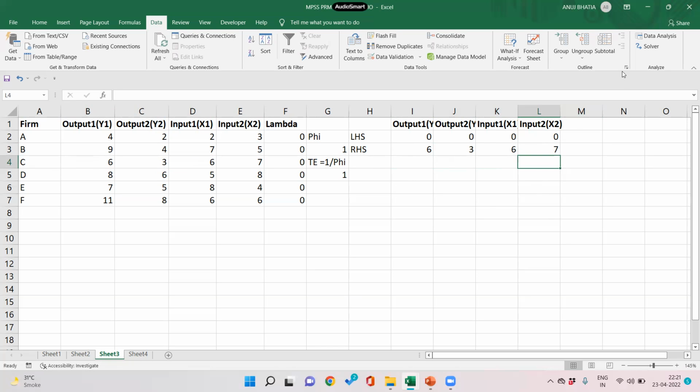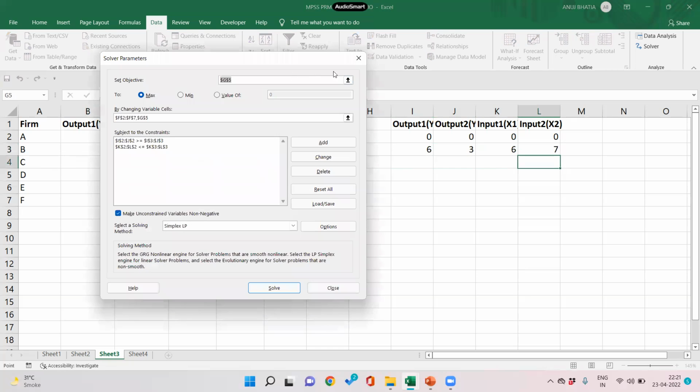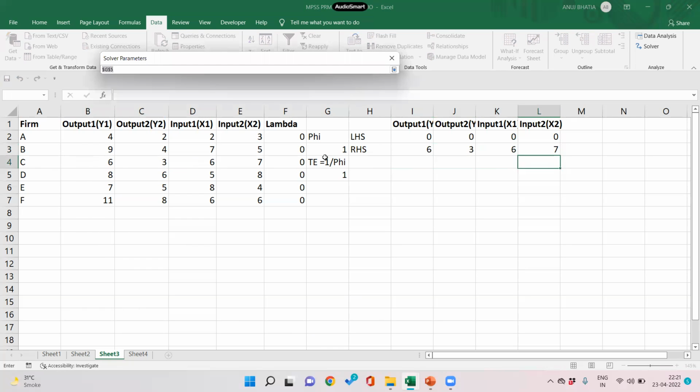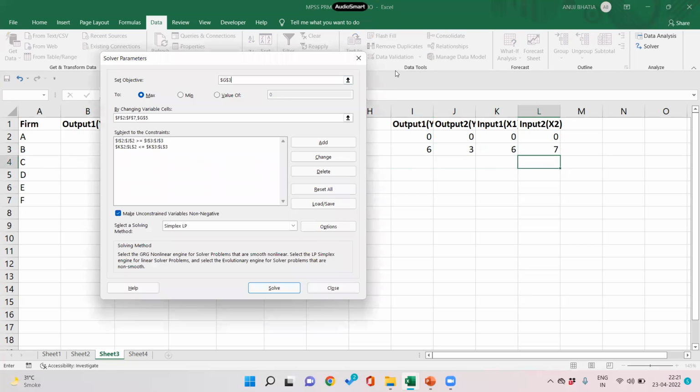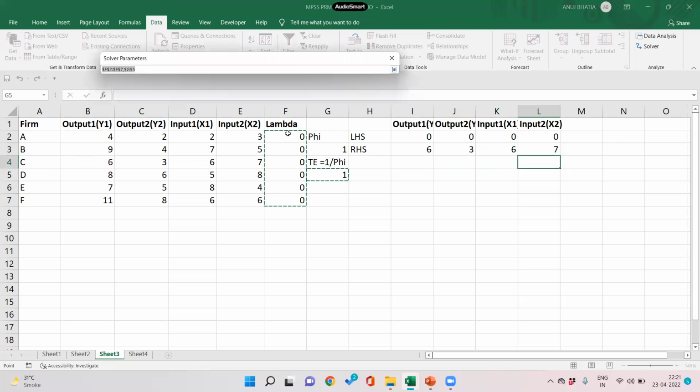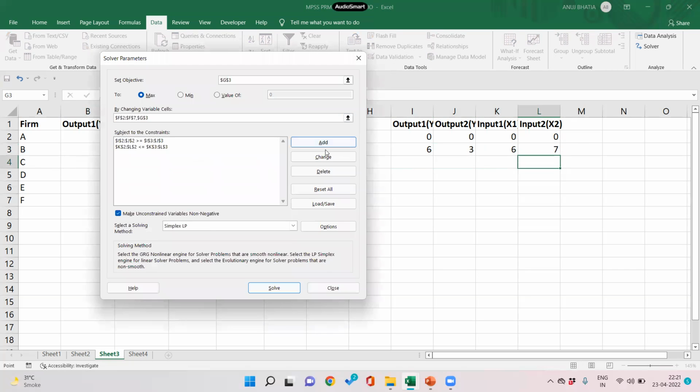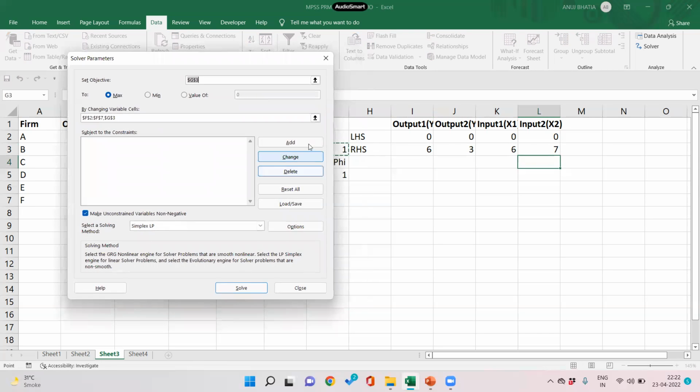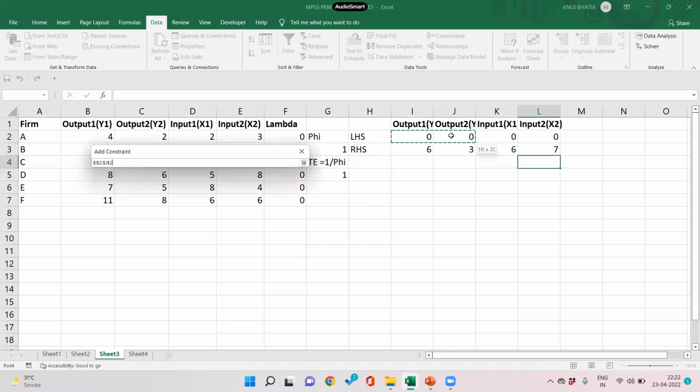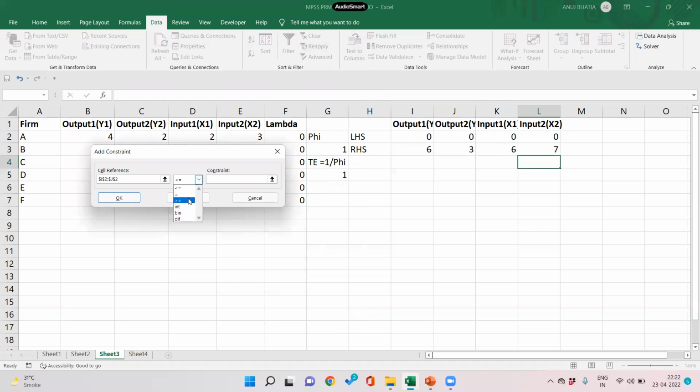Now we have set the linear programming constraints. Now we go to solver. We need to set the objective. We need to maximize the value of phi. So I select the cell with phi. Maximize by changing cells, lambda and phi, and constraints. I'm just removing the old constraints and I'll add again. Add constraints. Output left hand side should be greater than or equal to output right hand side. Add. Input left hand side should be less than or equal to input right hand side, and click on OK.